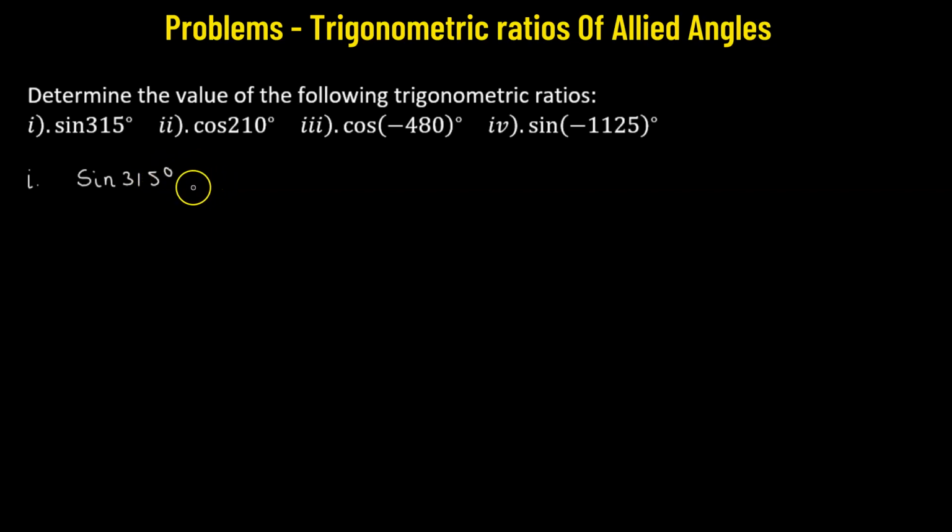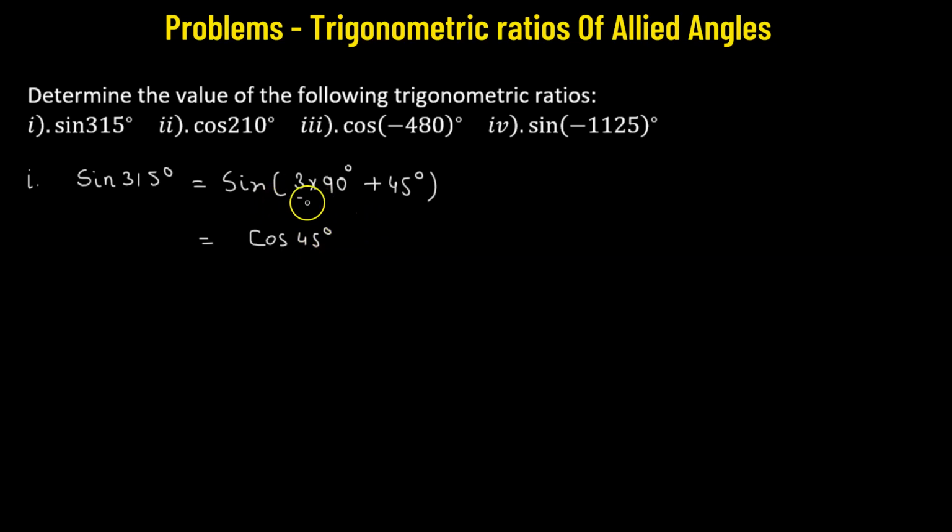Now how to find out the value of sine 315 degrees? We'll try to write it as a multiple of 90. So we know that 3 times 90 degrees is 270 degrees, and we are still short of 45 degrees to get to 315 degrees. We will add 45 degrees to it. Now, we have something of the form sine of an odd multiple of 90 degrees plus theta. So whenever we have an odd multiple of 90 degrees, sine becomes cosine. So we have cosine of 45 degrees.